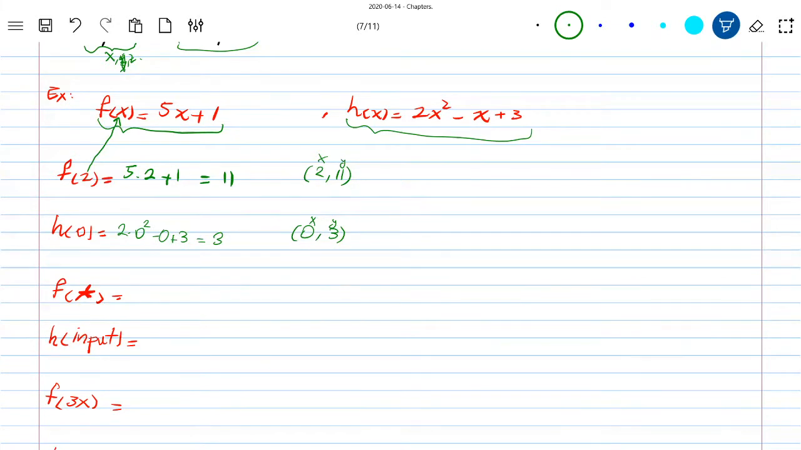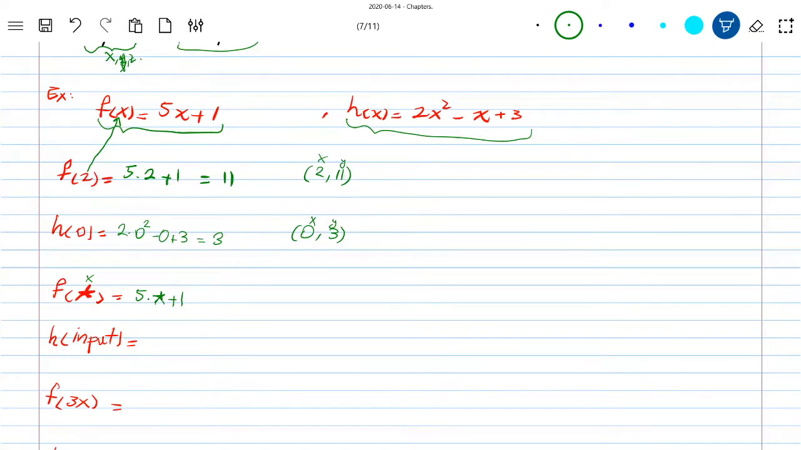What if they ask you to find out what is f of star? It doesn't really make any difference. You would have 5 times, every time I see x into the function f, this is your x input. Instead of x, you replace star. 5 times star plus 1. I cannot simplify it, but I can say this is my output, whatever this is.